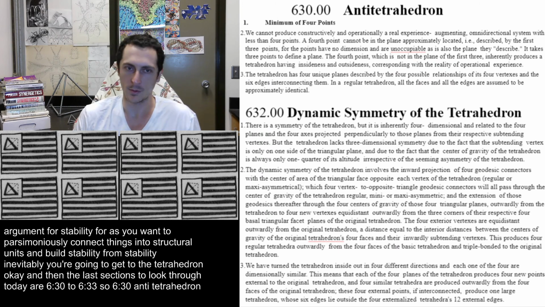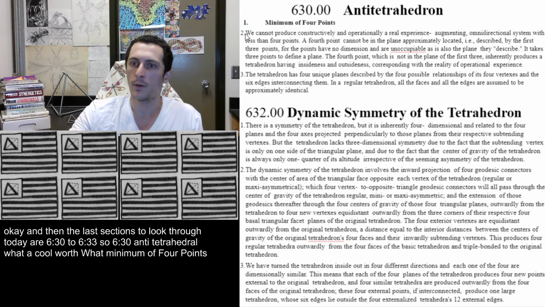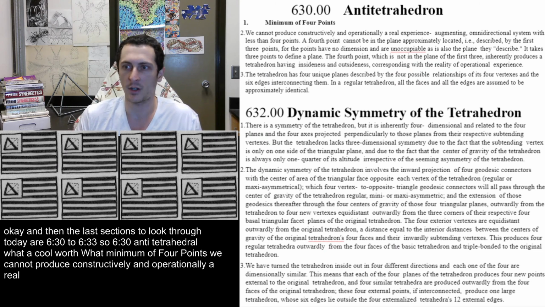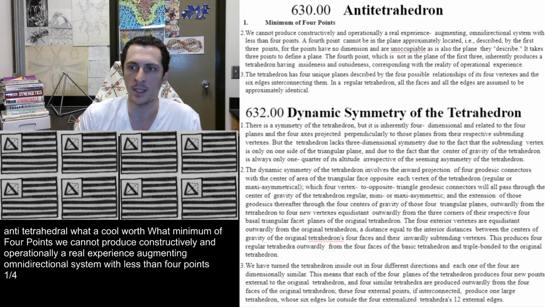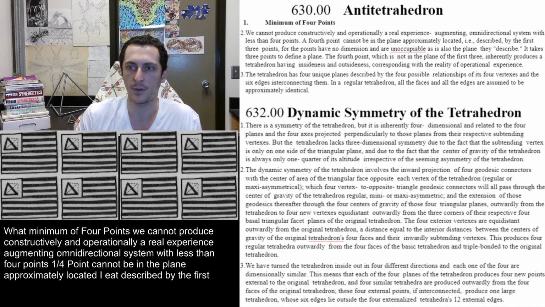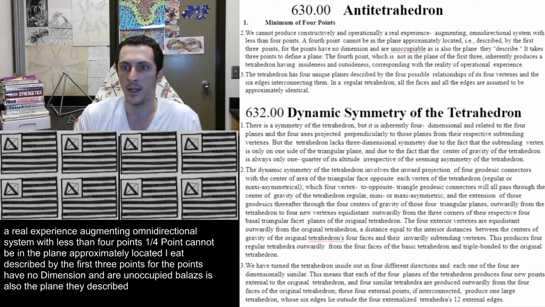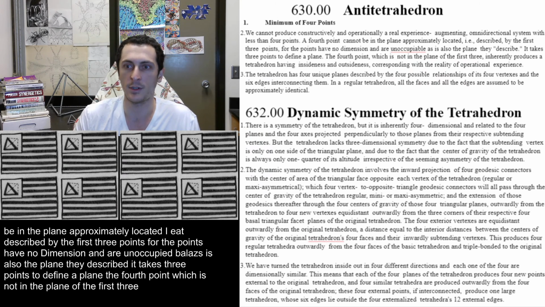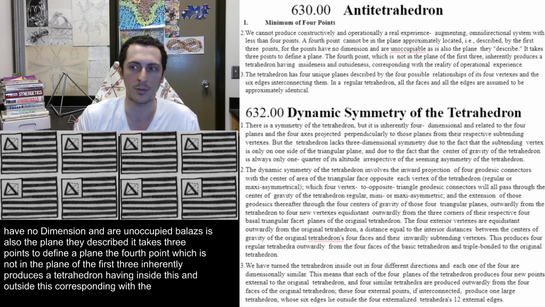Anti-tetrahedron. What a cool word. 1. Minimum of 4 points. 2. We cannot produce constructively and operationally a real experience augmenting omnidirectional system with less than 4 points. A 4th point cannot be in the plane approximately located, i.e. described by the first 3 points, for the points have no dimension and are unoccupiable, as is also the plane they describe. Quote, It takes 3 points to define a plane. The fourth point, which is not in the plane of the first three, inherently produces a tetrahedron having insideness and outsideness corresponding with the reality of operational experience.